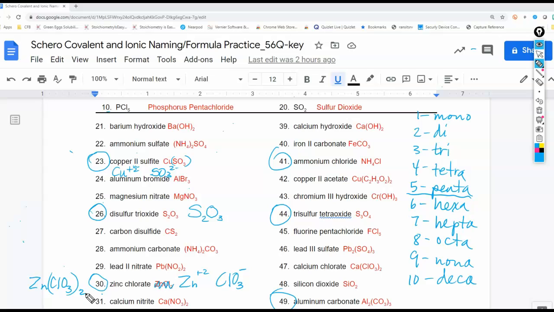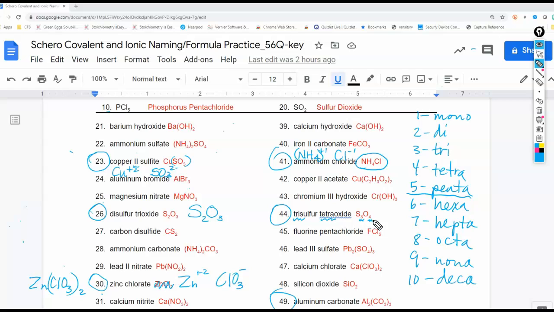Then I'm going to go on to number 41. I have ammonium chloride, and I need to find the polyatomic for ammonium, which is NH4 +1, and chlorine, which is a -1, and therefore I get NH4Cl as the +1 and -1 cancel each other out. Then I have trisulfur tetroxide, and the tri tells me I have 3 sulfurs, and the tetra tells me I have 4 oxygens, so I have S3O4, with the 3 and the 4 in subscript format.